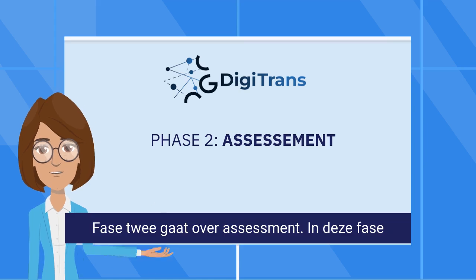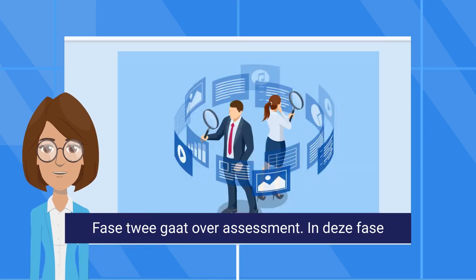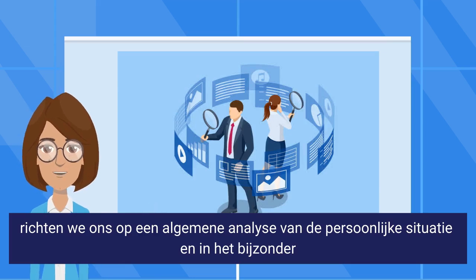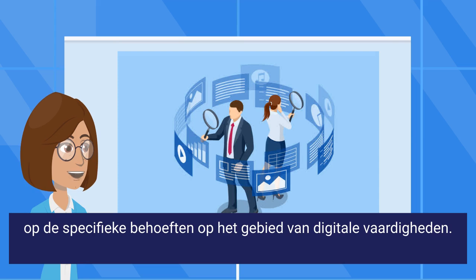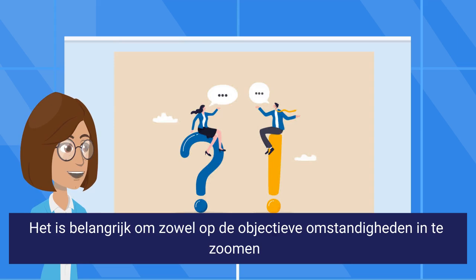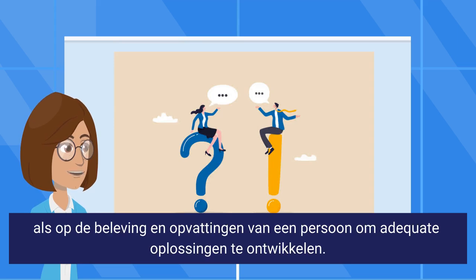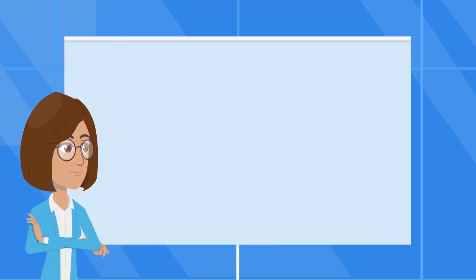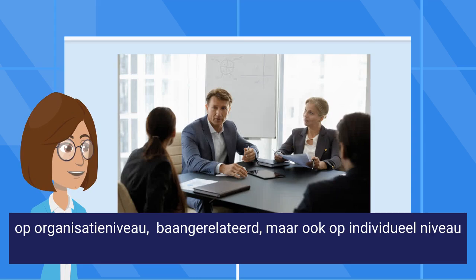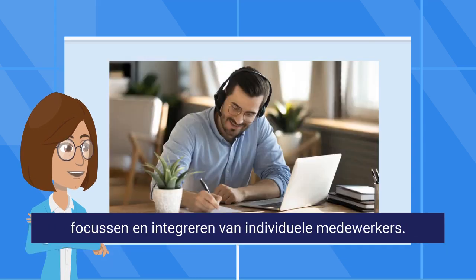Phase 2 is about assessment. In this phase, a general analysis of the personal situation as well as a specific need analysis regarding digital competences are combined. It is especially important to focus on the objective circumstances as well as on the subjective reflections and assumptions of a person, to develop appropriate solutions. In a company context, it might be relevant to organize the analyses on 2 levels, organizational and job-related, as well as on an individual level, focusing on and integrating individual employees.